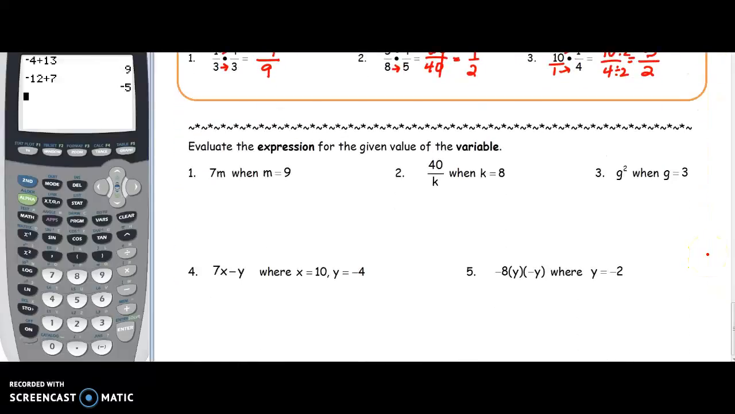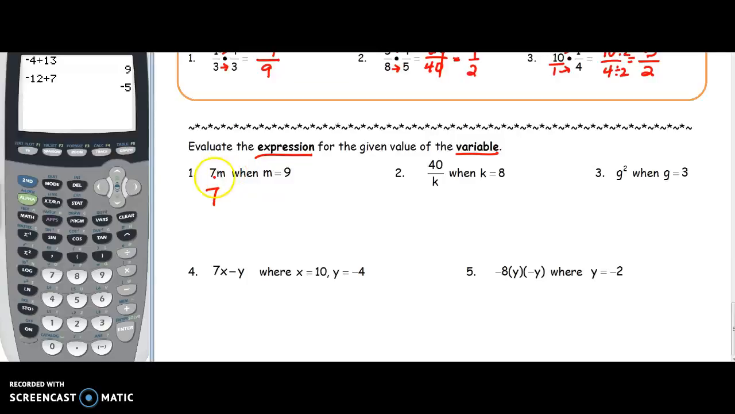Last thing we're going to talk about today is evaluating the expression for the given variable. These are 2 more vocabulary words. Expression means you have a problem with no equal sign. Variable means you have a letter that represents a number. So we have to evaluate the expression 7m when m is 9.